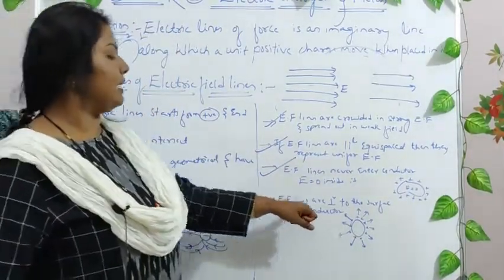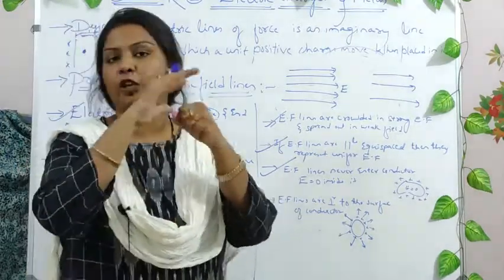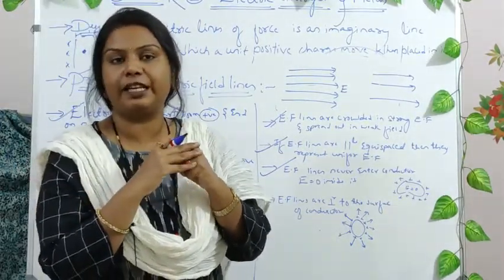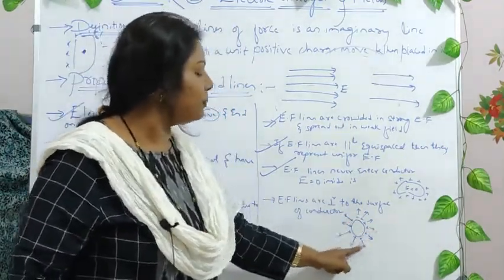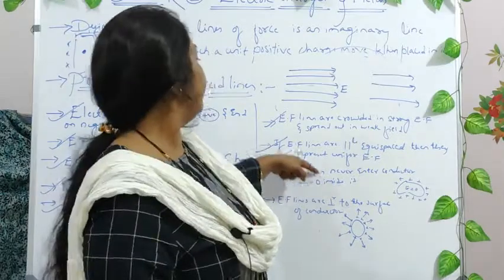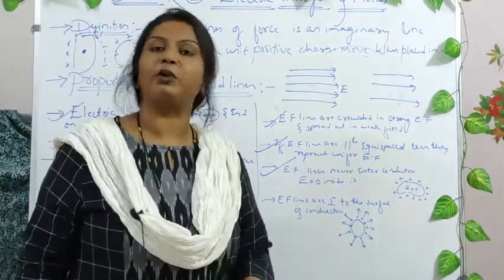Now electric field lines are perpendicular to the surface of the conductor. As the charges are segregated or deposited on the surface area, every electric field line will be perpendicular to that particular surface of the conductor, right? Now these are all the important properties of electric field lines that you have to understand.